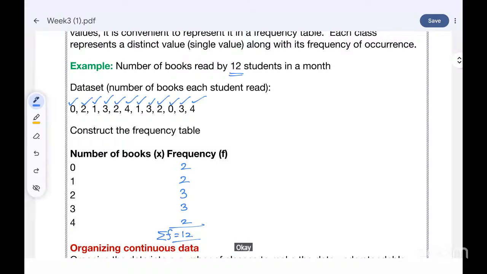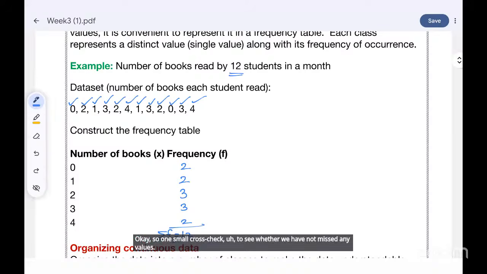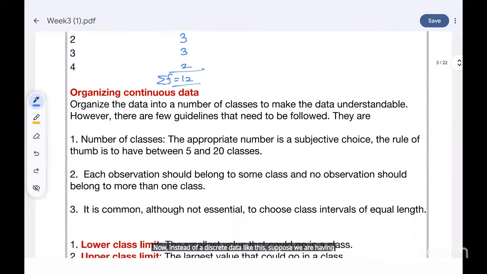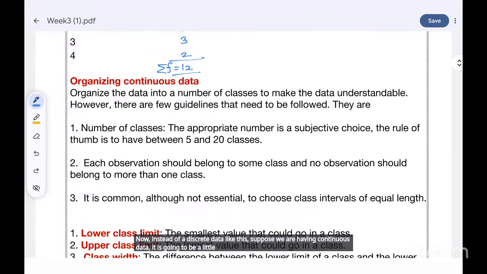Okay. So one small cross check to see whether we have not missed any values. So this is a simple frequency table. Now, instead of discrete data like this, suppose we are having continuous data, it is going to be a little more involved in this case. So now the next step is how to organize continuous data.